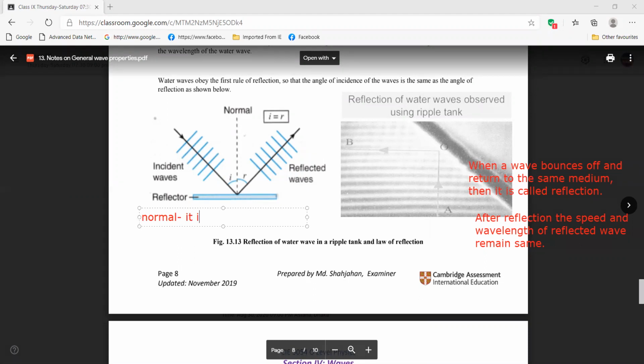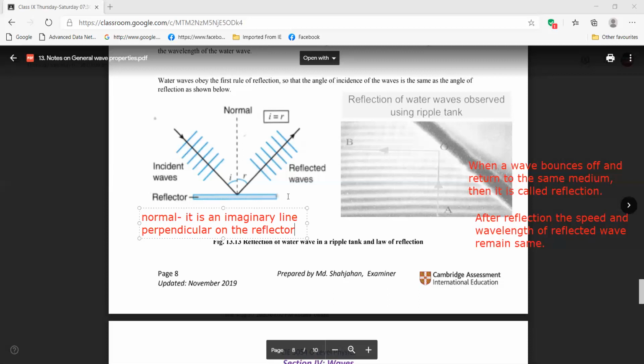It is an imaginary line perpendicular on the reflector. So the imaginary line normal is perpendicular, making 90 degrees with the reflector.